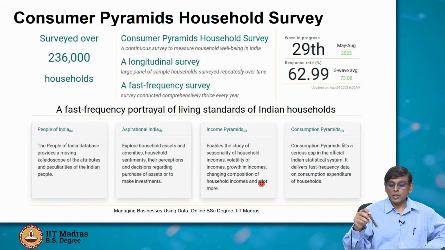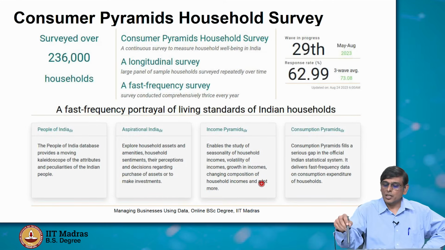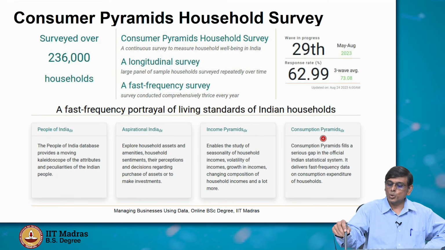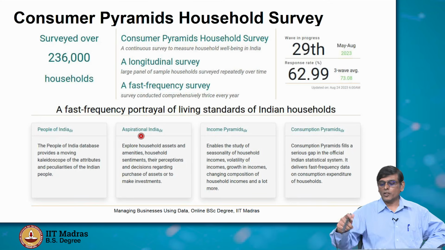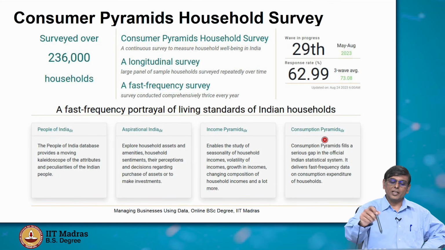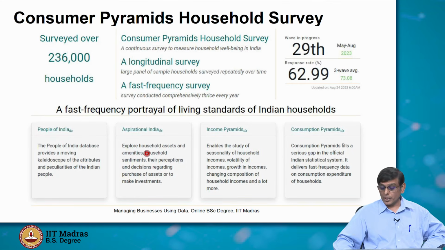So in the subsequent segments, we are going to focus quite a lot on these two data sets: the consumption pyramid data set and the aspirational India data set, because one of them tells you how they are spending their money, and this one tells you what are the things they would like to buy, right? So that tells you that.